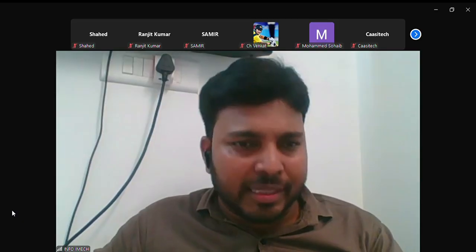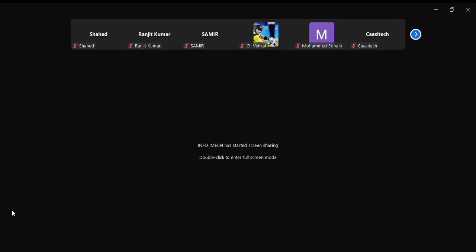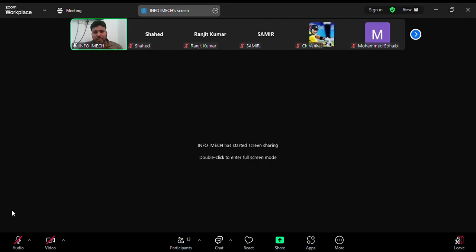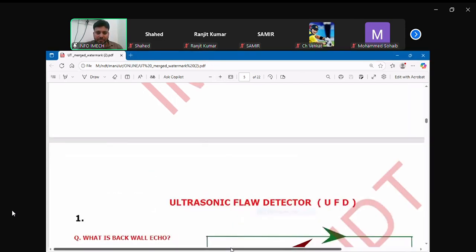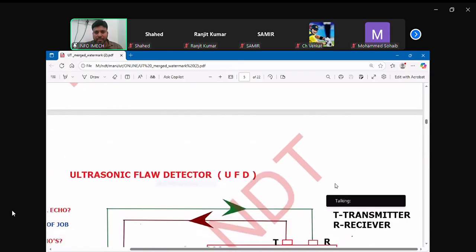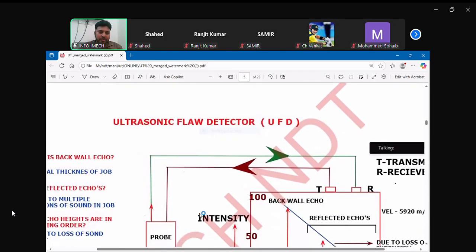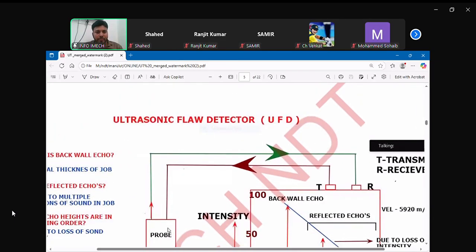Like this, the machine has two connectors, here you can see. One is T, meaning transmitter. Another one is R, meaning receiver. T for transmitter, for sending the signal. R for receiver, meaning receiving the signal. Next, this is the probe, which will send and receive the ultrasonic sound through the material.